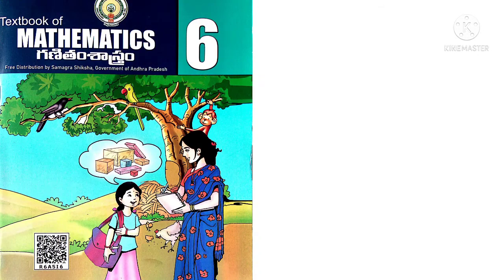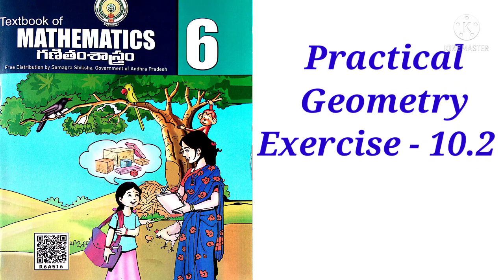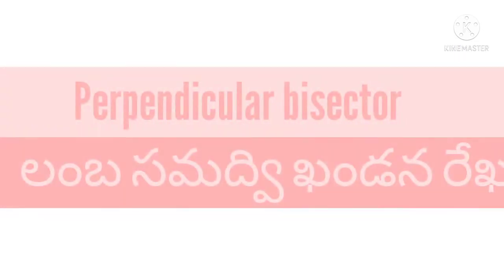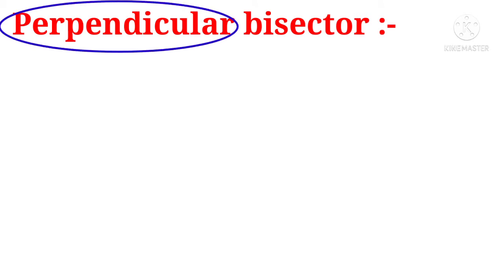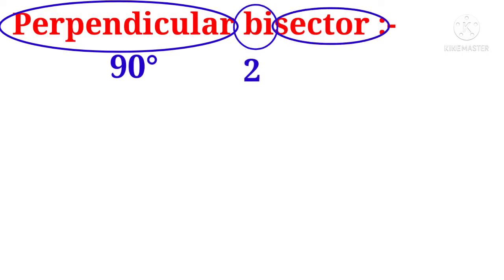Welcome to Shekhar Maths. Today we are going to learn 6th class Mathematics 10th chapter Practical Geometry Exercise 10.2. Before going to do the exercise, let us learn the concept. Perpendicular bisector, Lamba Samadvikhandana Rekha. Perpendicular means 90 degrees angle, bi means 2, section means parts. A line which makes 90 degrees angle and makes another line into two parts.